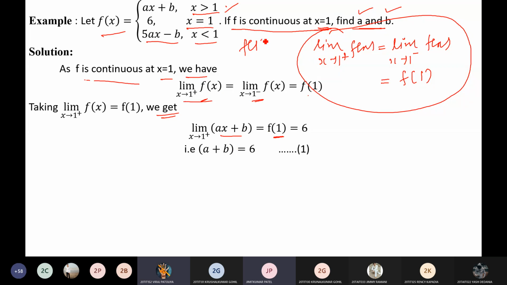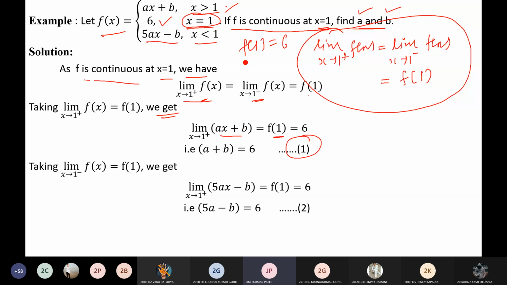What is my f of 1? 6, because at x is equal to 1, f of x is equal to 6. So I replace here f of 1 is equal to 6. Now limit x tends to 1 plus means I am substituting x is equal to 1 in my function. So a into 1 plus b equal to 6. So I have one equation, a plus b is equal to 6. Yes.